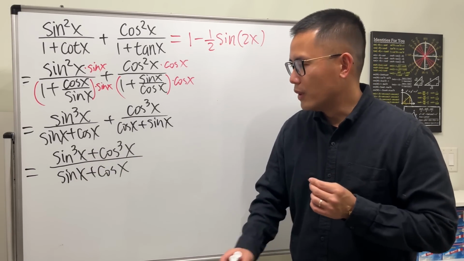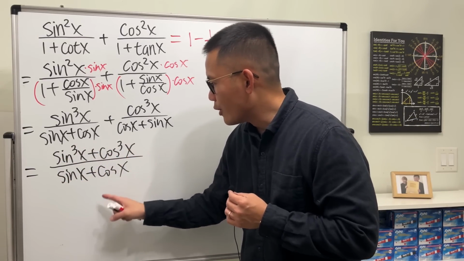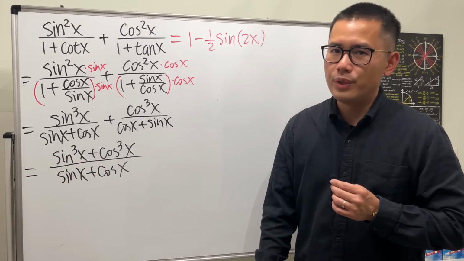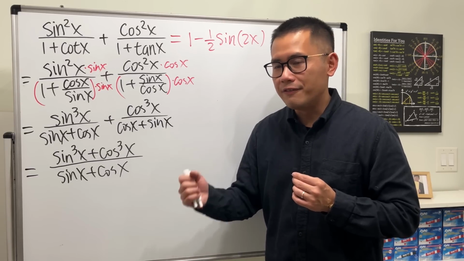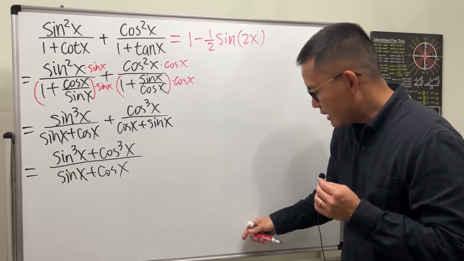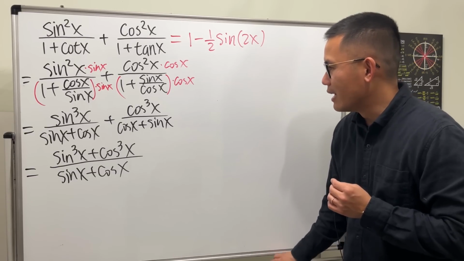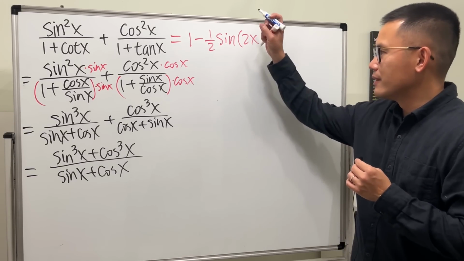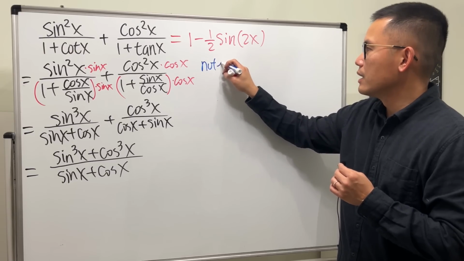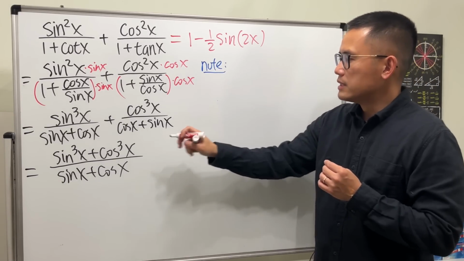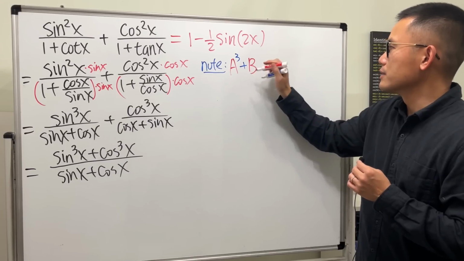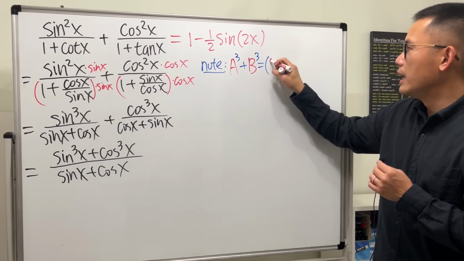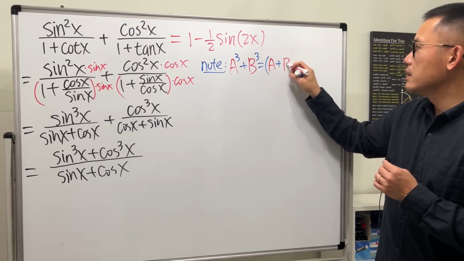Now we have to be careful. We cannot just cancel because they have a plus in between, right? To legitimately cancel this out, we will have to factor the sum of 2 cubes. And let me remind you guys the formula right here. So note, something's cube, so a cubed plus something else cubed, this is equal to a plus b.